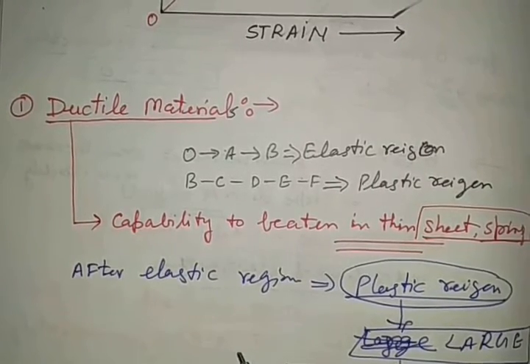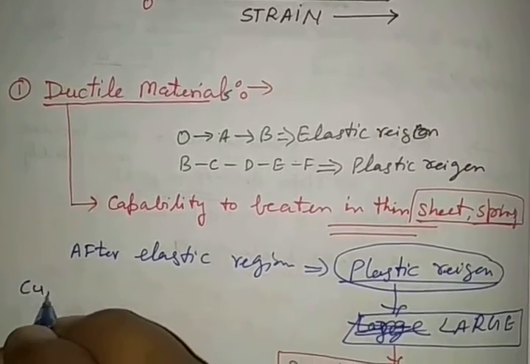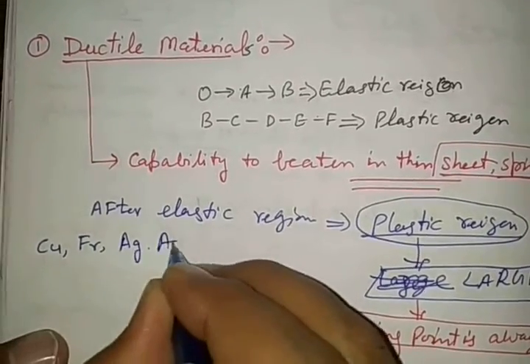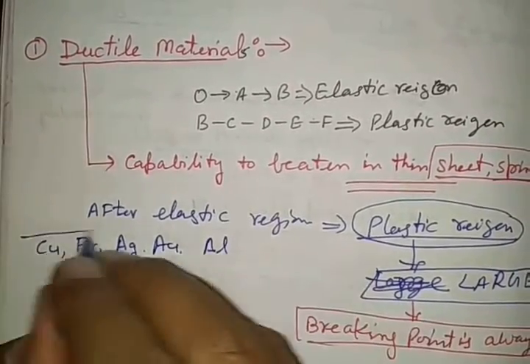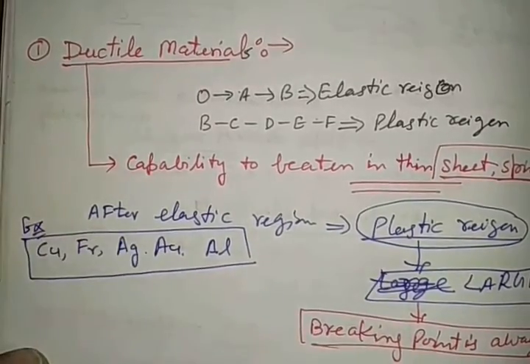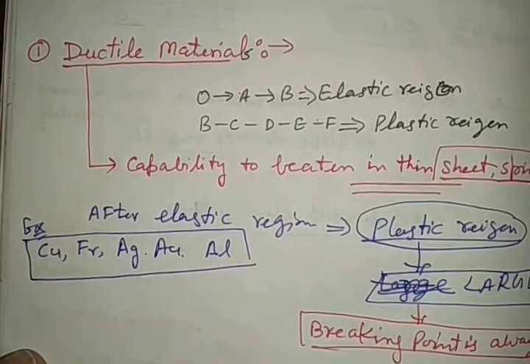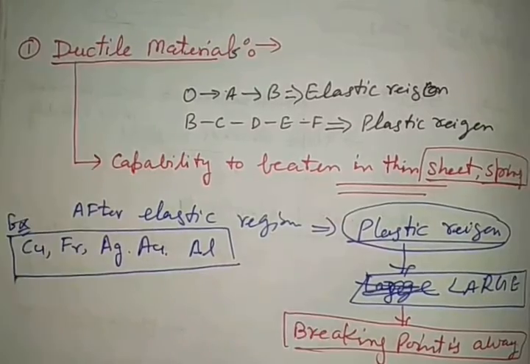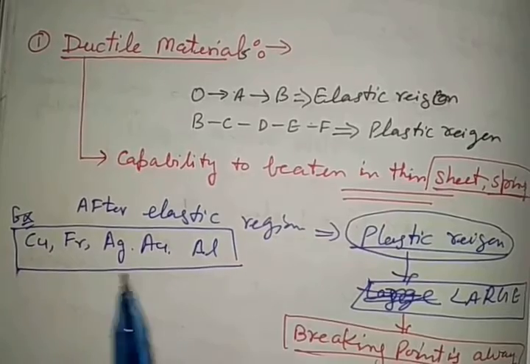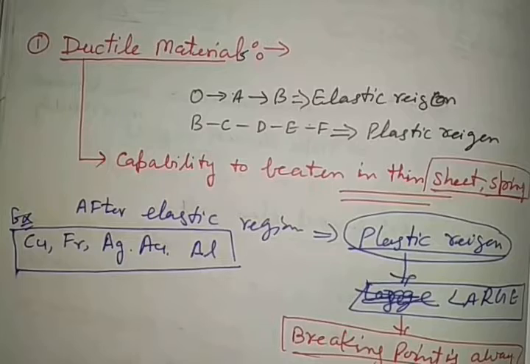On the basis of this, the examples are copper, iron, silver, gold, aluminum. These come under the category. These are examples whose plastic region is large and breaking point is much away. Then we can select the material under the category of the ductility property.